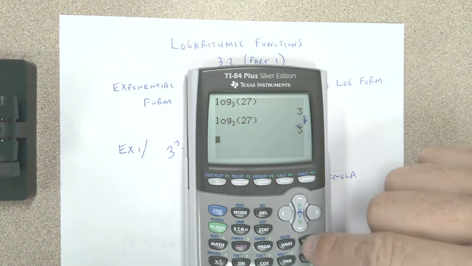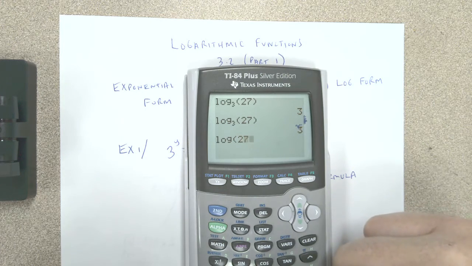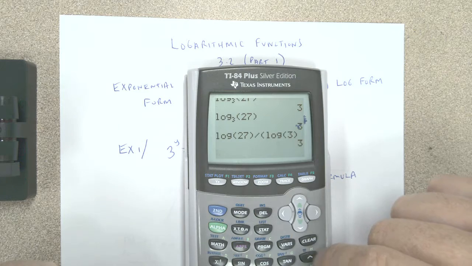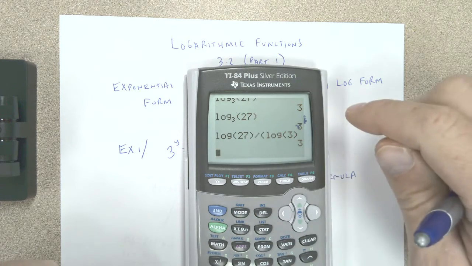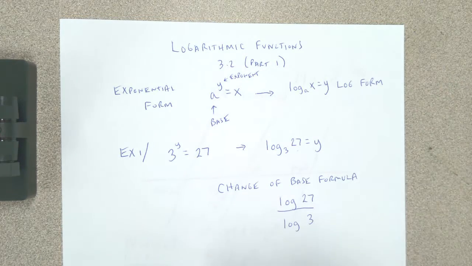If I'm going to type it in using the change of base formula, again, the log key assumes that it's base 10. So I do log of 27 and then divided by the log of 3 and then hit enter. Again, notice my answer still is 3. That's using the change of base formula, you changing it to log base 10. So just showing you those two things.